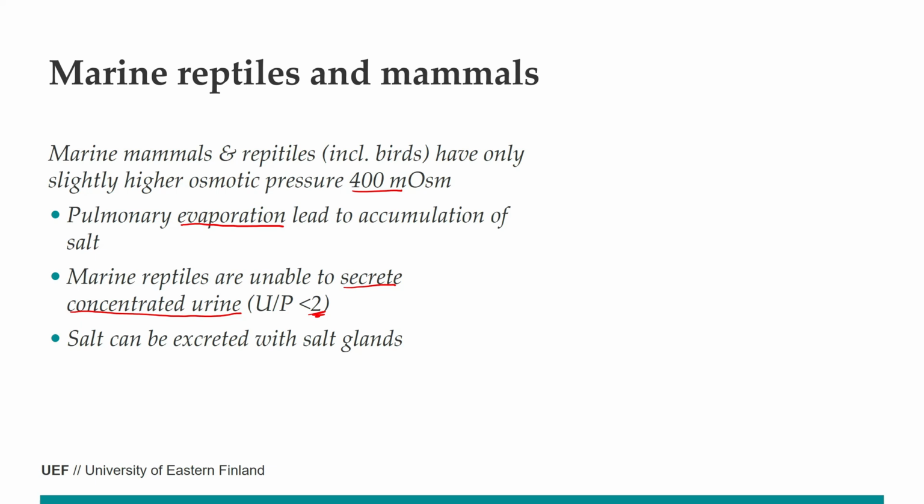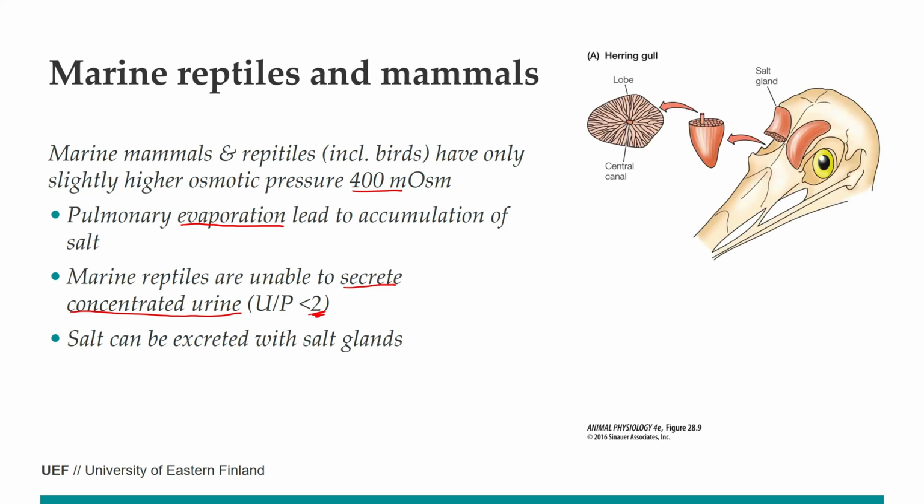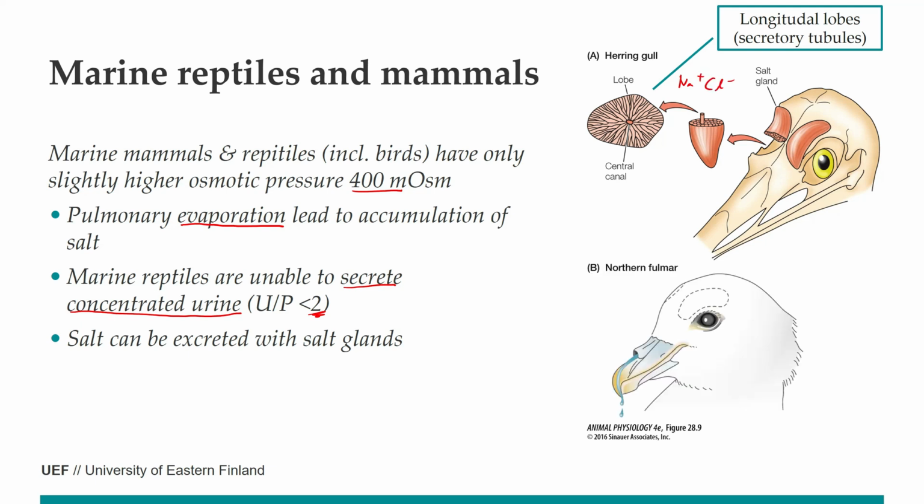But we can use salt glands. And these salt glands are there above the eyes. So we have a special gland in these marine reptiles. Sorry, not marine mammals, marine reptiles, marine birds, etc. And they have these longitudinal loops. So there are secretory tubules in which we are secreting sodium and chloride. And how we are doing it is that we are secreting it in the bill.